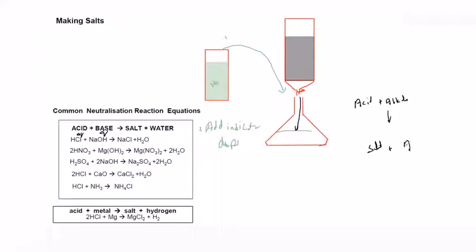The moment the indicator shows a color change, we record the volume of alkali used for this reaction. If we are using a measuring cylinder, we read the lower meniscus and record the original volume and final volume. For example, 10.3 cm cube of alkali was needed. Then we repeat the experiment without an indicator, and from the salt solution, we obtain the salt by using either crystallization or evaporation.